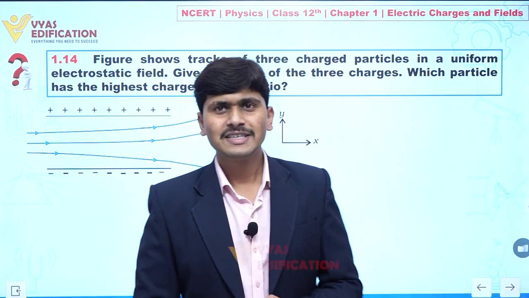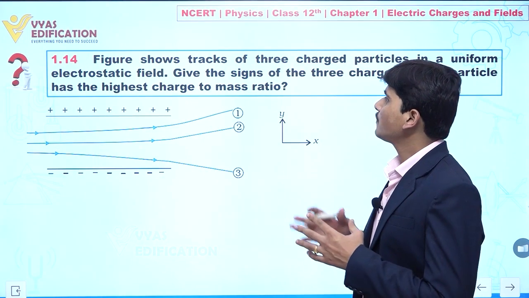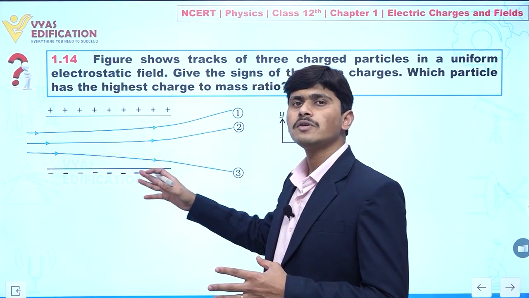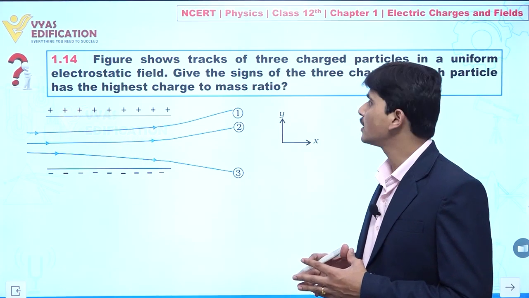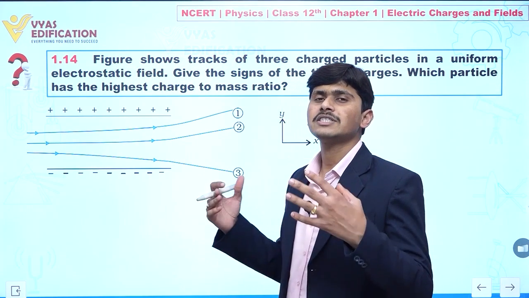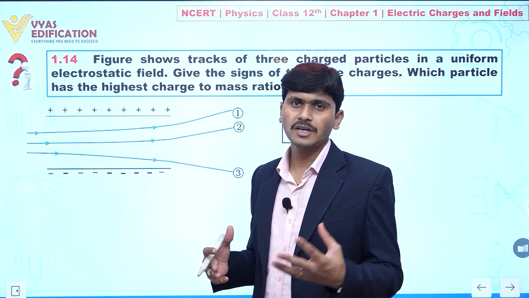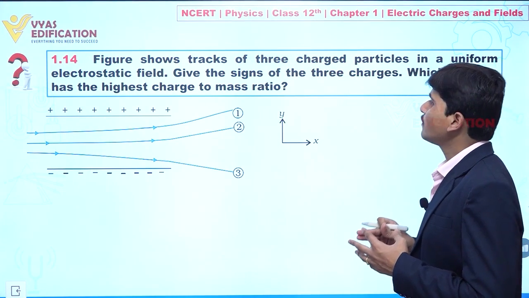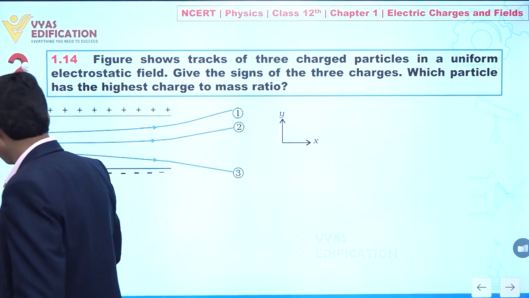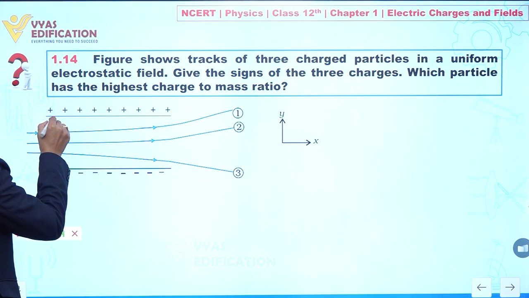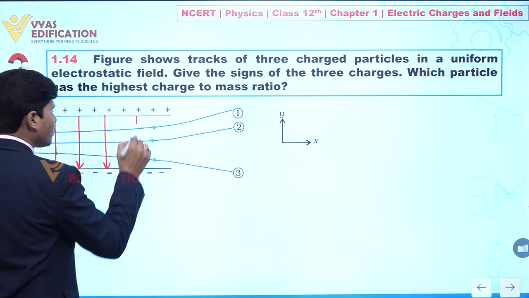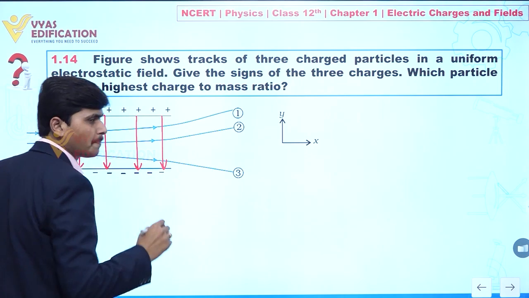Now dear student, we are going to discuss question number 1.14. In this figure it is given that 3 charges are passing through an electric field and all particles are having different deflections, clear. Now we have to find, according to the 3 paths, the sign of the charge of each particle. So you can see from this diagram, here we have a positive plate and this is a negative plate. If we discuss the direction of the electric field, definitely I can say the direction is from the positive plate to the negative plate, yes or no. So we can say here we are having a uniform electric field, clear.